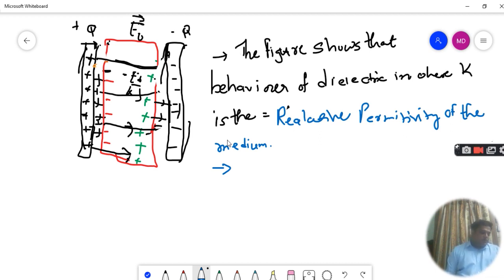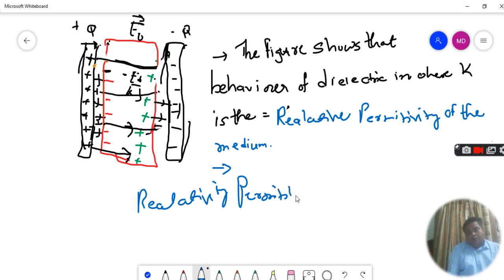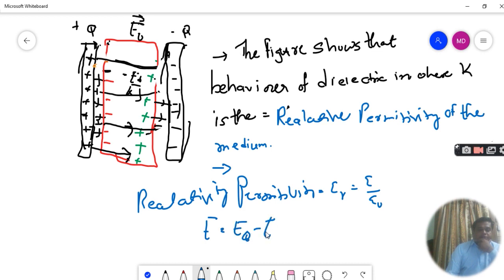Now we discuss some definitions. What is the relative permittivity? You already learned about the relative permittivity in the first chapter: ER equal to E upon E0. It means that this is the relative permittivity ER. But the net electrical field in the capacitor is E0 minus E, where E0 is the initial field.